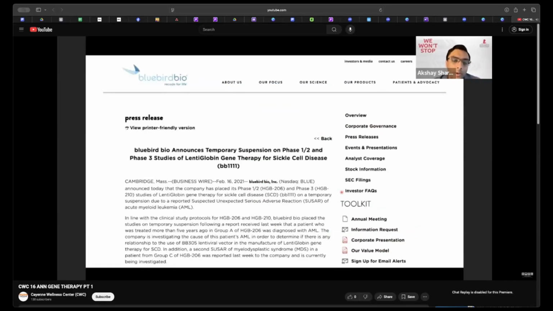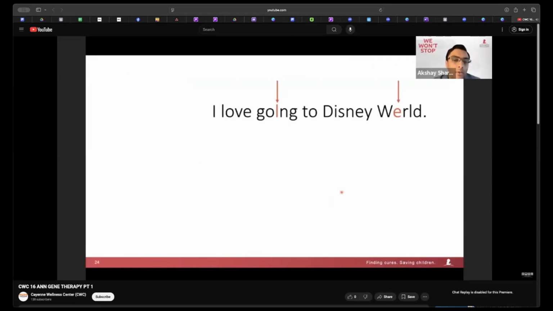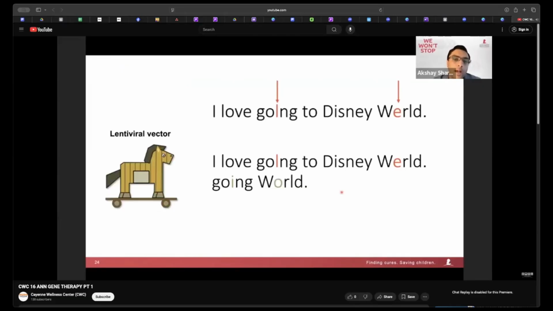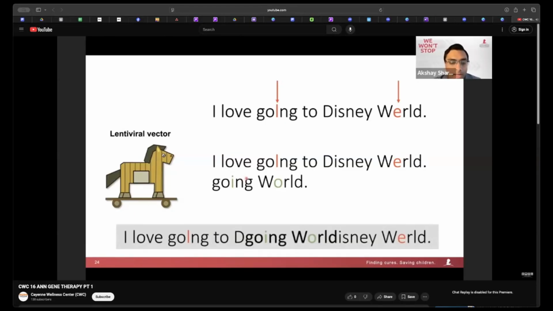A couple of years ago in 2021, Bluebird Bio announced that two patients on their clinical trial developed leukemia. Now, viruses can also cause leukemia. This is what our lentiviral vector is supposed to do: it is supposed to insert the normal spelling at the end of a sentence. But if it inserts the normal spelling at the wrong place in between a sentence, it could even further change the meaning of that. And this is what happens when we have a virus that causes leukemia. We call it insertional leukemogenesis.